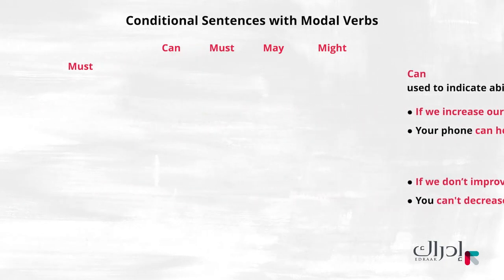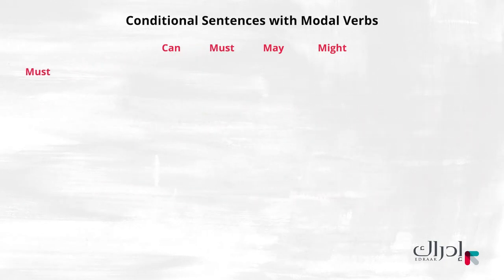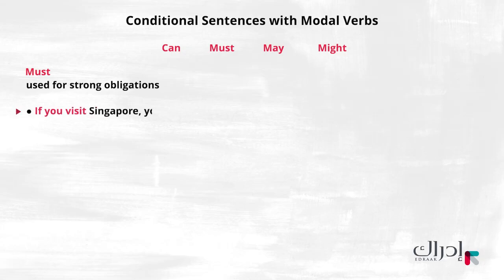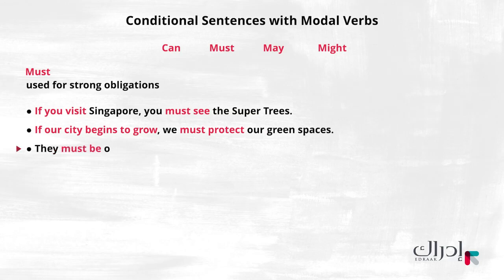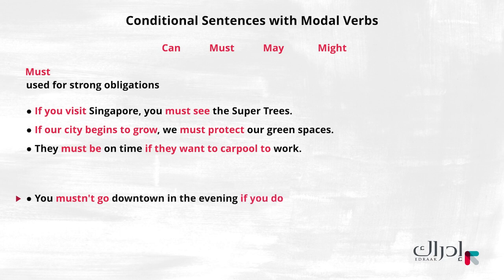Now let's take a look at the modal verb must. The modal verb must is used for strong obligations, as we see in the following examples. If you visit Singapore, you must see the super trees. If our city begins to grow, we must protect our green spaces. They must be on time if they want to carpool to work. Now, in the negative. You mustn't go downtown in the evening if you don't want to be stuck in traffic.